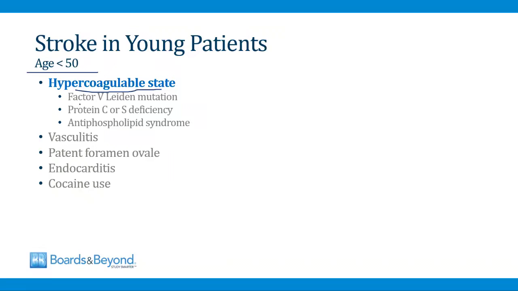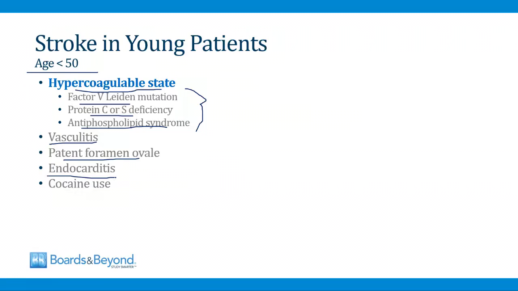These include a factor V Leiden mutation, a protein C or S deficiency, or the presence of the antiphospholipid syndrome. And many patients with one of these abnormalities initially present with a stroke at a young age. Vasculitis can lead to a stroke at a young age, and then as I just talked about on the last slide, the presence of a patent foramen ovale is associated with an increased risk of stroke, and sometimes surgery is done to close the PFO.